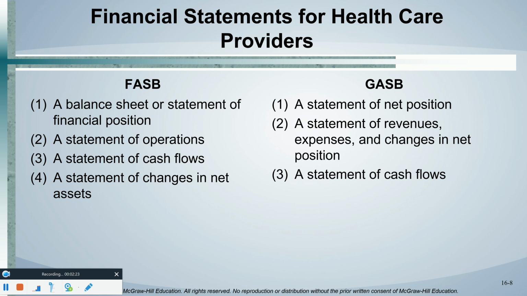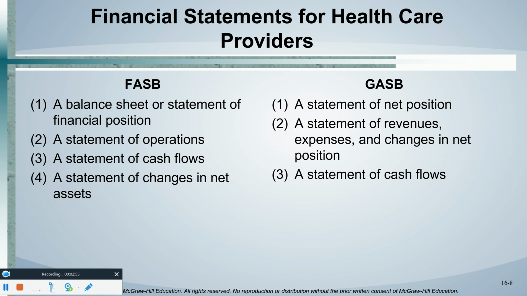Okay, so if it is a private healthcare organization, we will have a balance sheet, an operating statement, a cash flow statement, as well as a statement of changes in net assets. It's kind of like a retained earnings statement. And then with GASB, we would have a balance sheet, the name of that would be a statement of net position, an operating statement, the name for that would be a statement of revenues, expenses, and changes in net position, and a cash flow statement.